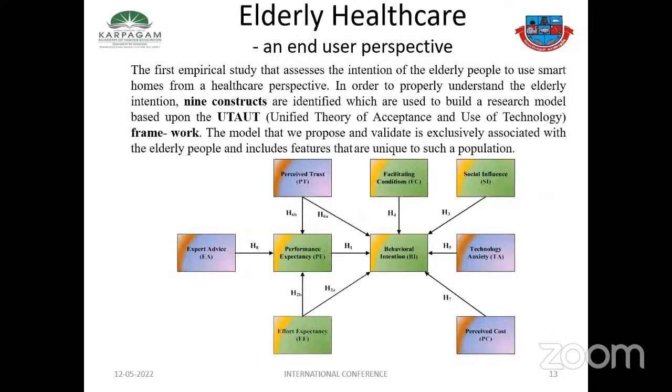Another study is the first empirical study to assess the intention of elderly people to use smart homes from a healthcare perspective. It is based on the unified theory of acceptance and use of technology framework. This framework consists of nine constructs: behavioral intention, perceived trust, facilitating conditions, social influences, technology anxiety, perceived cost, effort expectancy, performance expectancy, and expert advice. These are the factors and issues involved with the elderly healthcare system, and these nine constructs are taken into consideration in the UTAUT model.